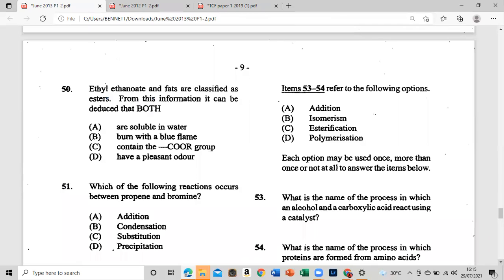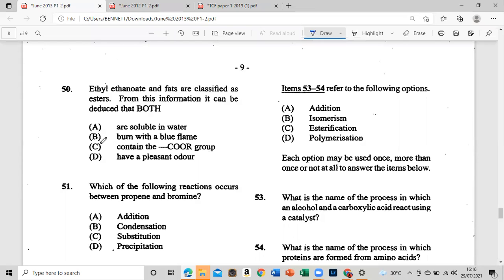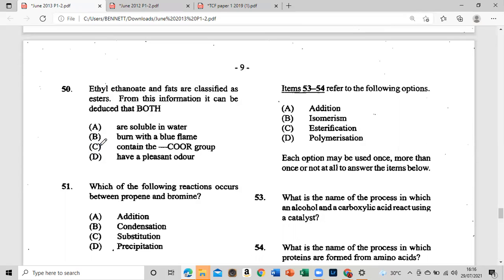50. Ethyl ethanoate and fats are classified as esters. From this information, we can also deduce that both A, soluble in water, B, burned in flames, C, contains a carbonyl group, or D, have a pleasant odor. And 50 is C, contains the ester group. So 50 is C.